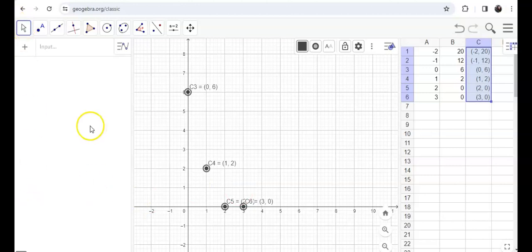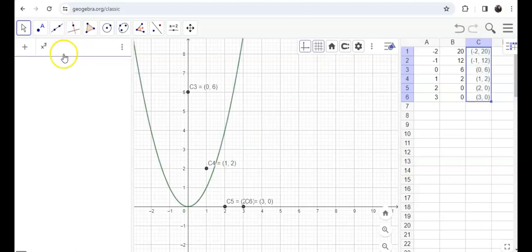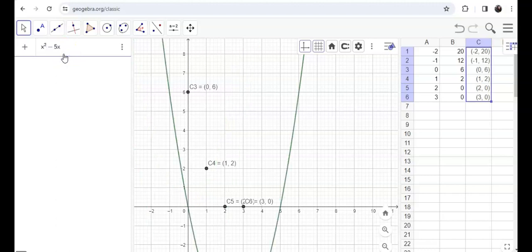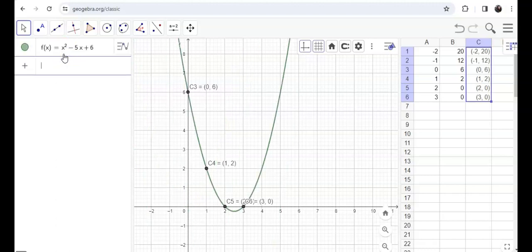In the algebra pane, input the quadratic function. Okay, so we type x caret 2 and then negative 5x positive 6. See? The graph of the quadratic function appears, wherein any points or set of ordered pairs in our table of values are connected to the graph, the points in the table of values are points on the graph. And we call this graph a parabola. Alright, so thank you for watching this video and we hope that you have learned something.